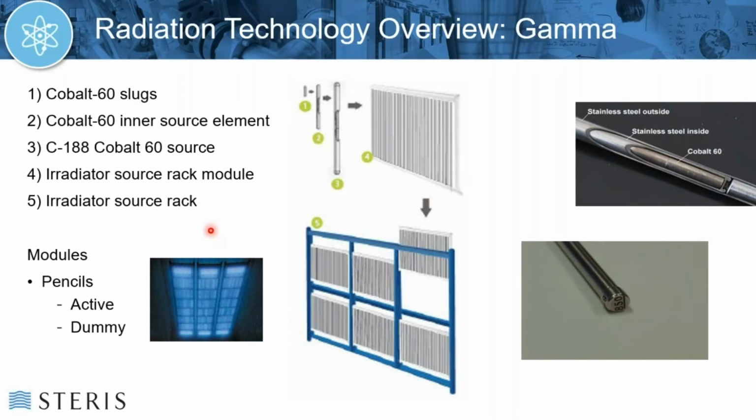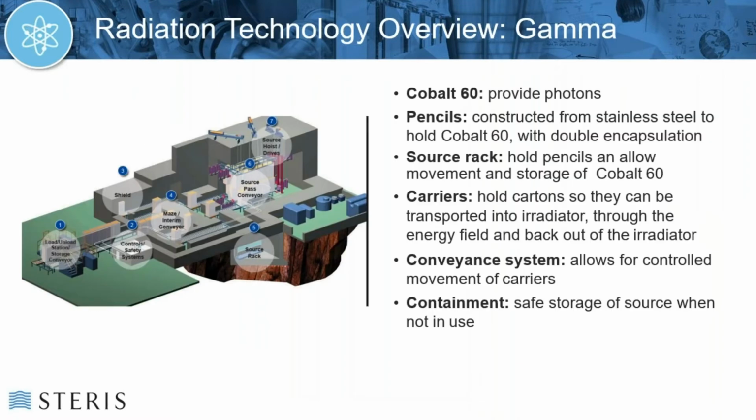When you actually put the source rack underwater, we see Cherenkov radiation. That's that blue glow. That's the result of beta radiation traveling through water at faster than the speed of light. That's just a product of the cobalt-60 emissions interacting with the water that we use for shielding. So now we know what the source rack looks like. What does the actual irradiator look like?